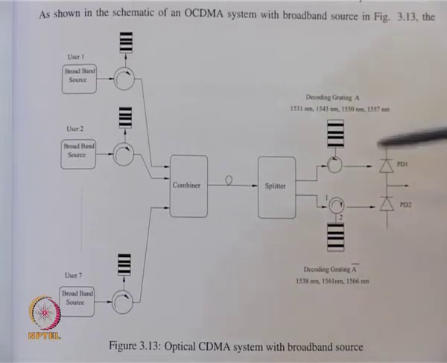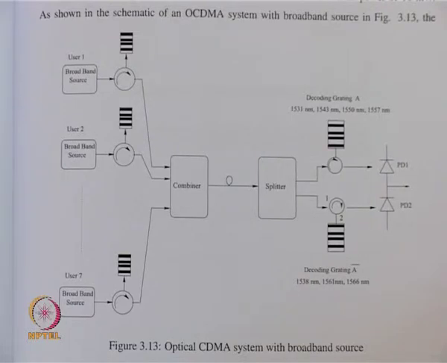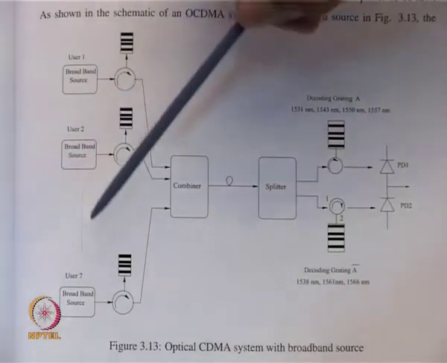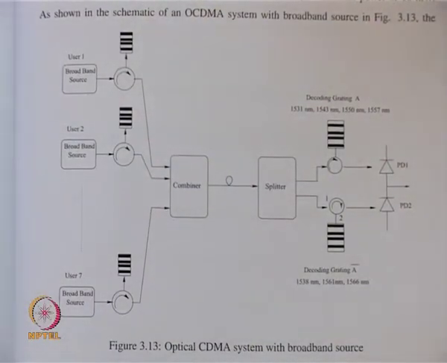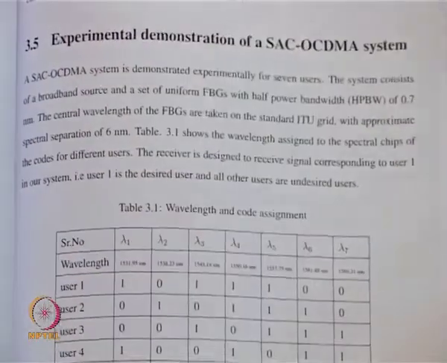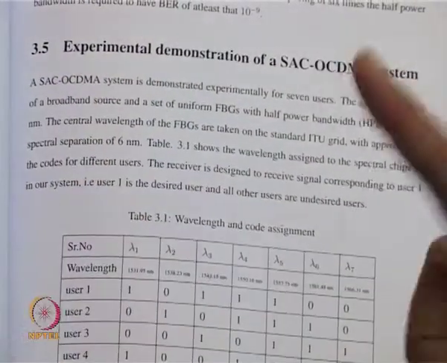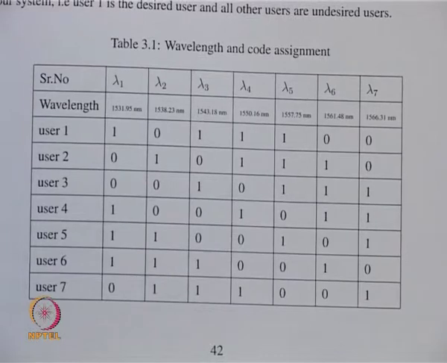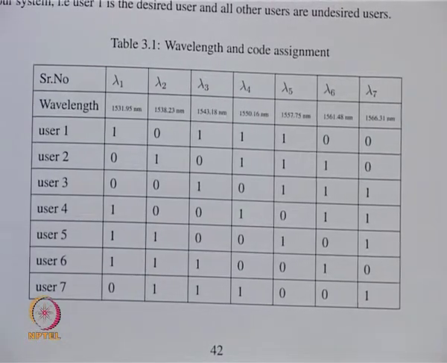A splitter is used to equally distribute the signal power between decoding gratings A and decoding complementary gratings A. Outputs of these are connected to photodetector 1 and photodetector 2. This shows the wavelengths used for lambda 1, lambda 2, lambda 3, lambda 4, lambda 5, lambda 6, lambda 7.